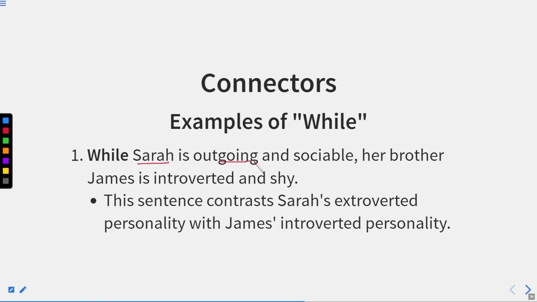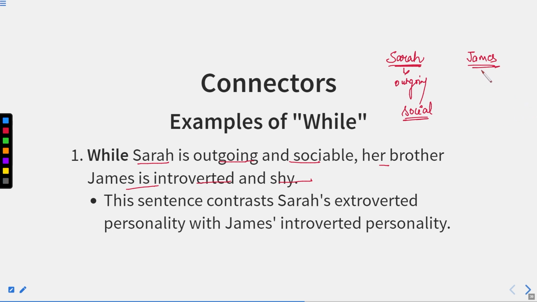Now, while Sarah is outgoing and sociable, her brother James is introverted and shy. So here we are talking about two people. One is Sarah, and her brother, his name is James. So we are comparing these two persons. Now, while comparing, we are saying that while Sarah is outgoing and sociable, she goes to everyone, or she talks with everyone.